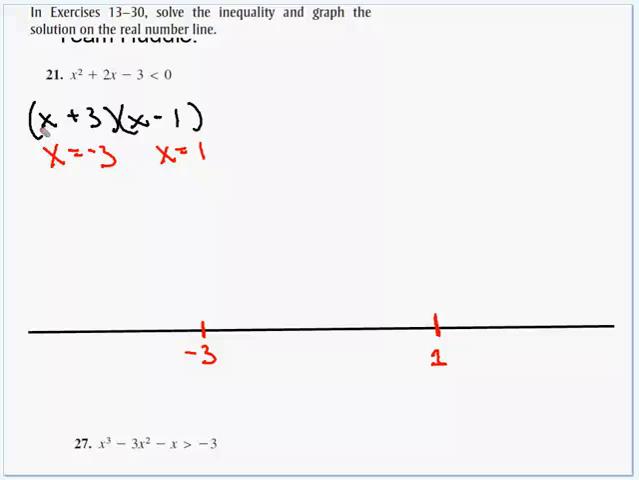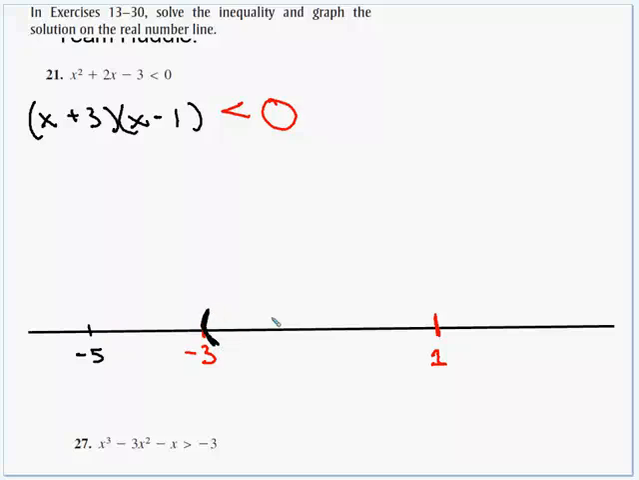So we've now figured out our intervals, and we just want to test those out. And remember here, this is less than 0. We're looking for negatives. If this is negative, it's part of the solution set. So let's see here to the left of negative 3. Let's just test, I guess, negative 5 would be good. If I plug a negative 5 in for this x, negative 5 plus 3 is a negative answer. Negative 5 minus 1 is a negative 6. Negative times negative is positive. Is positive less than 0? No. So this is not going to be part of our solution set over here.